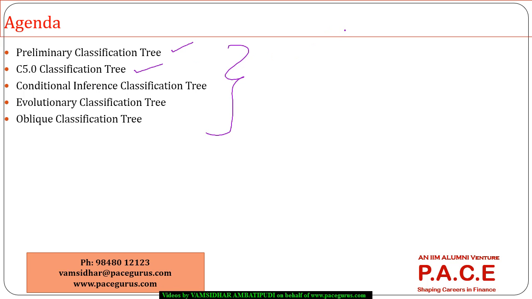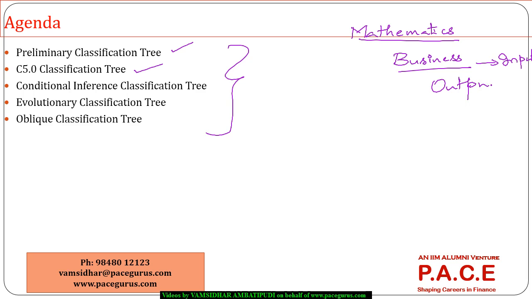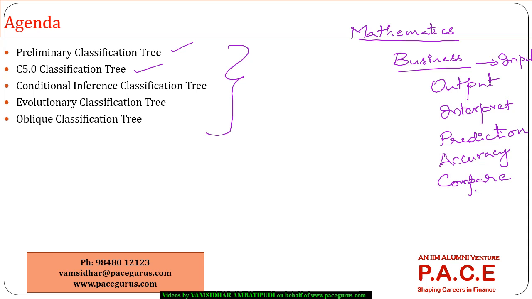Remember, in all these things, I'm not talking about the mathematics behind each of these algorithms, right? I would be more focused on the business aspect of each of these algorithms. What should be the input that I have to give in the R code? Whatever is the output that I get from R, how do I really interpret the output? How do I use this model for prediction purpose? Whatever the model has predicted, how do I really assess the accuracy of the model? And if at all I have to compare between the two models, how do I get into the comparison process?